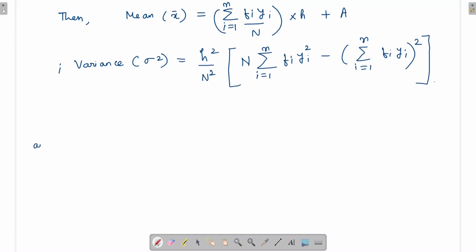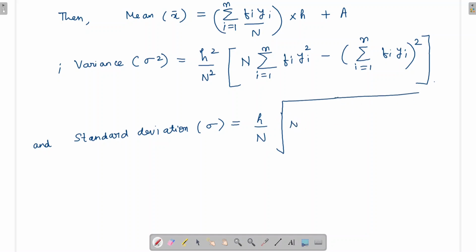And the standard deviation is just the root of variance. So that will be nothing but h by capital N, root of N times the summation i going from 1 to n of fi yi square, minus the summation i going from 1 to n of fi yi, the whole square.